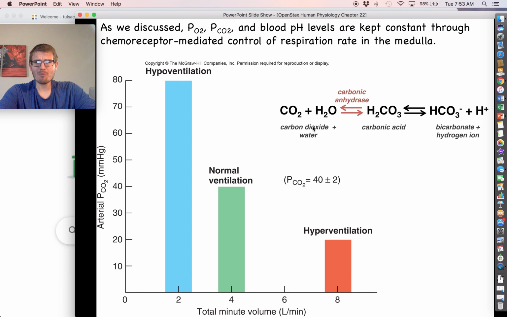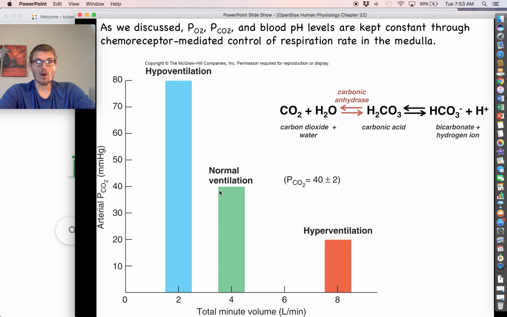So every time we convert a carbon dioxide molecule into carbonic acid, the pH of the blood is going to go down because we are increasing the concentration of hydrogen ions. If you don't quite remember the relationship between hydrogen ion concentration and pH, I recommend you go back to the first unit and take a look at that, especially as it pertains to the pH scale and buffer systems.